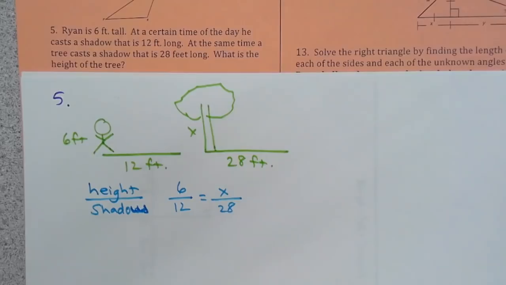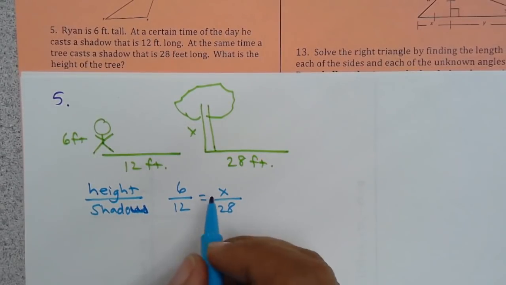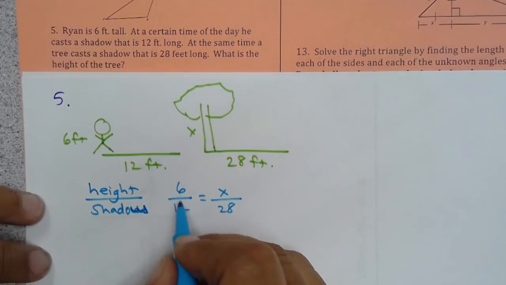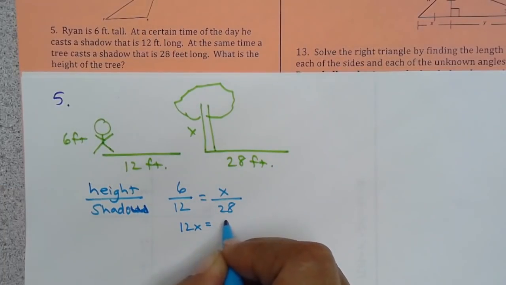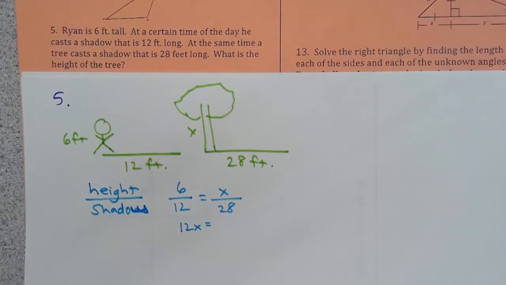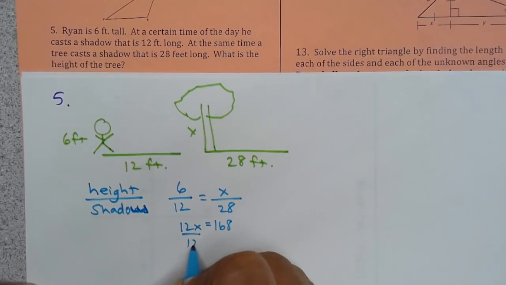All right, let's cross multiply to solve. You can reduce if you want to. Well, it's fine. 12 times x, 12x, and 6 times 28 is 168. Divide both sides by 12, and we get 14. And so the height of the tree is 14 feet.